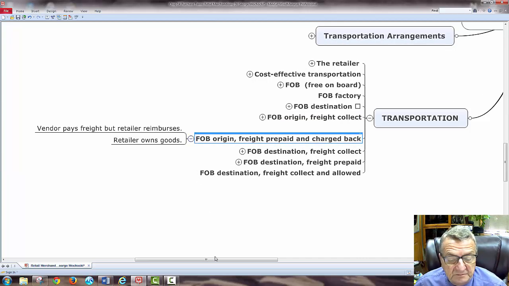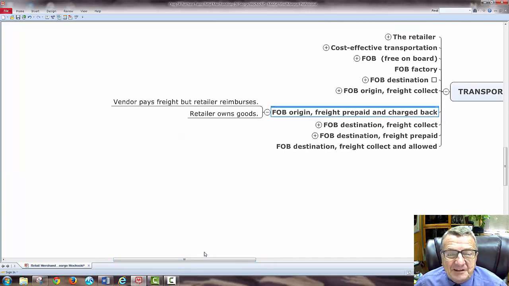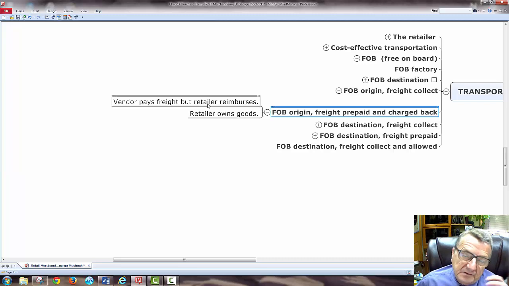Okay, so if I'm looking at this one, hey, I'm cleaning up. Come on, we're live, just like in a classroom. This is live. Vendor pays freight, but retail reimburses. So you might have look, and you did this, you got this. What does it mean?